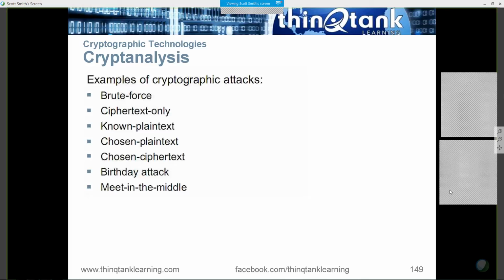So lots of different types of attacks. We'll see some more about each of these. Birthday attack. That's based on the mathematical principle called the birthday paradox. You guys ever heard of the birthday paradox?